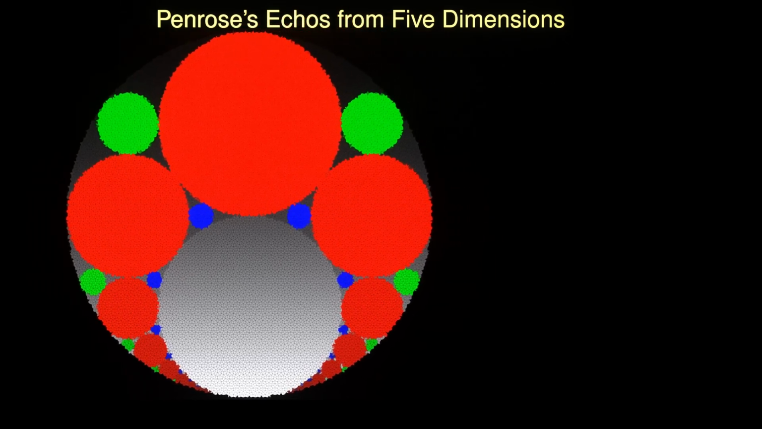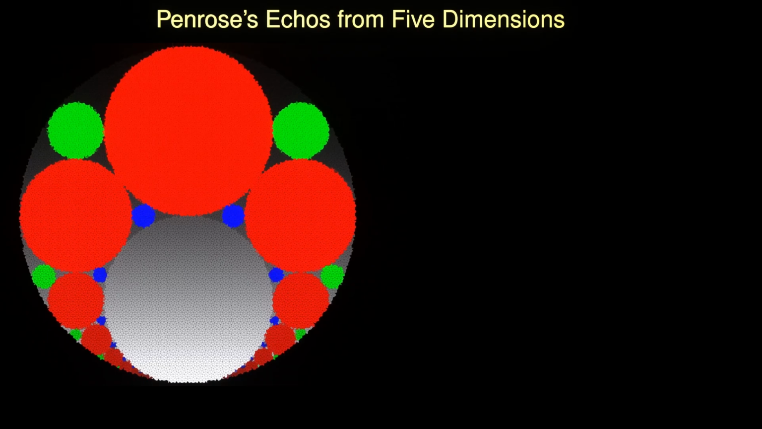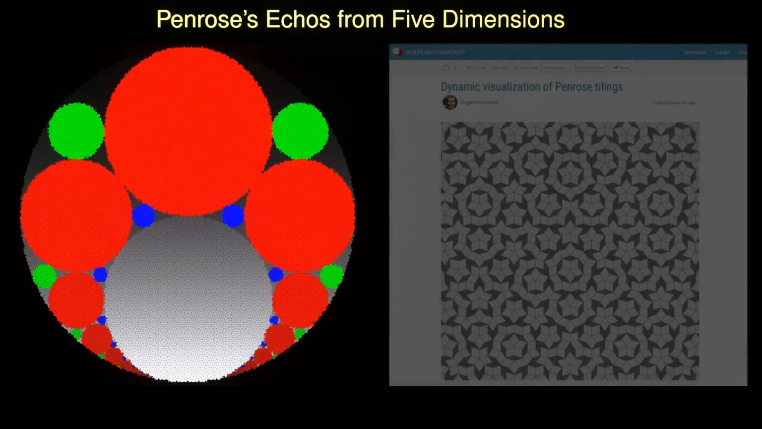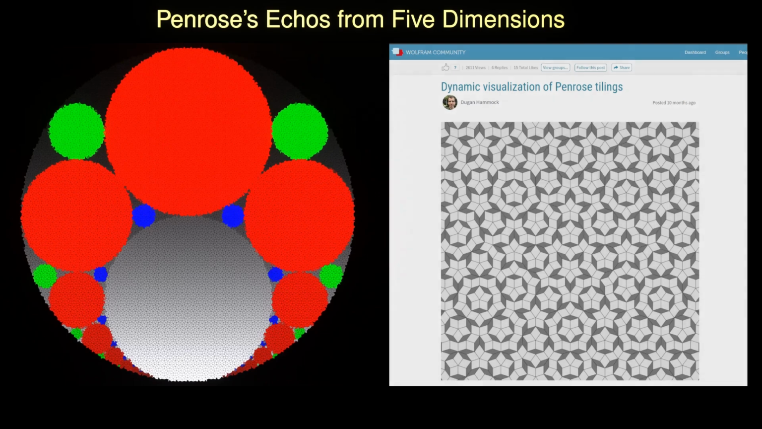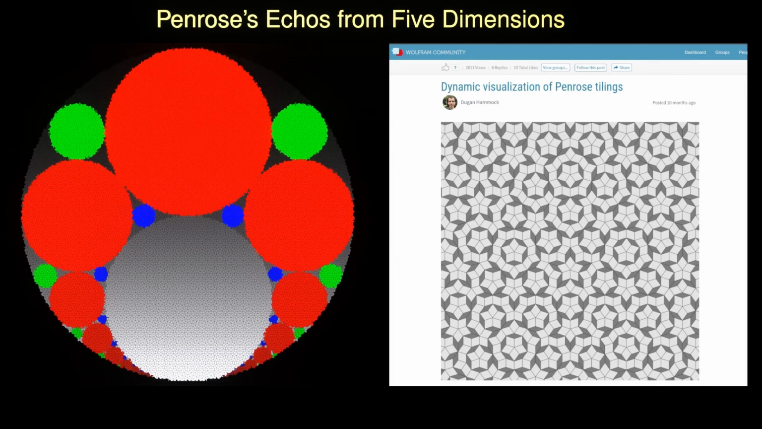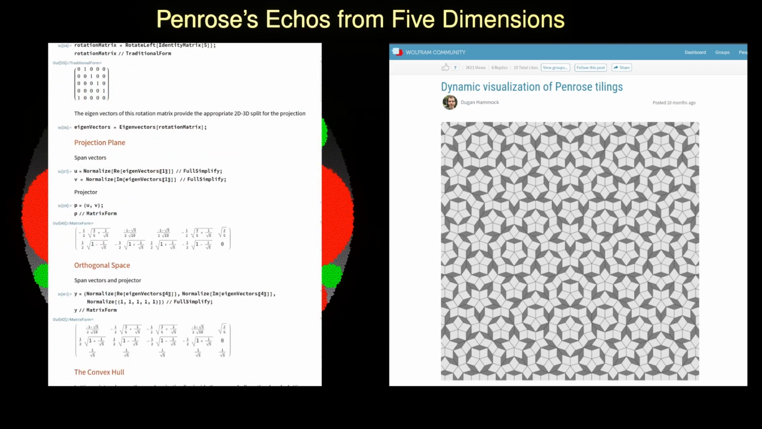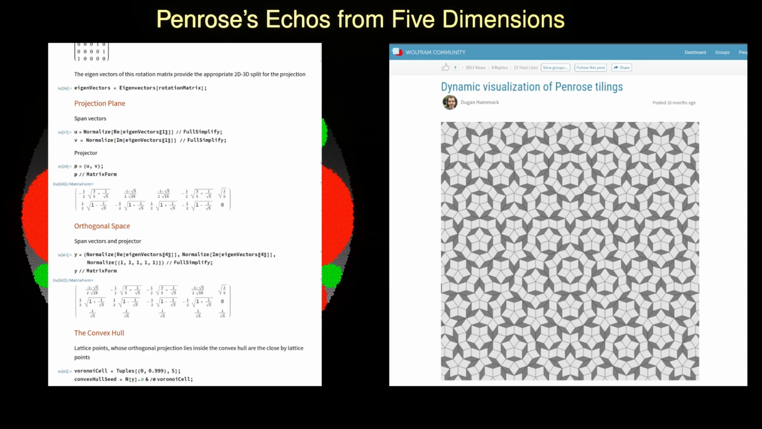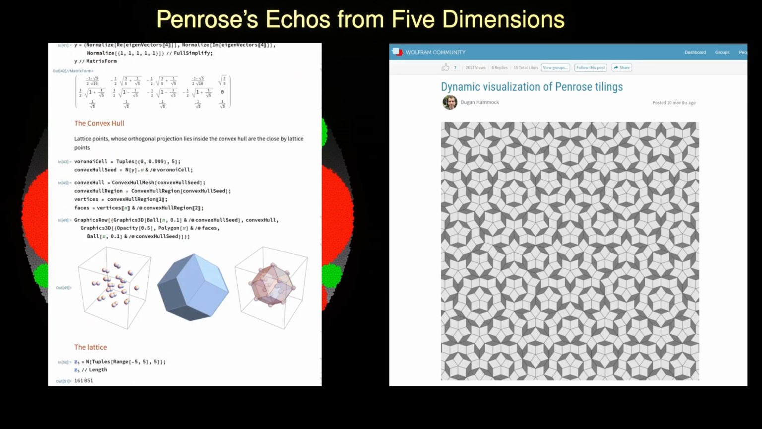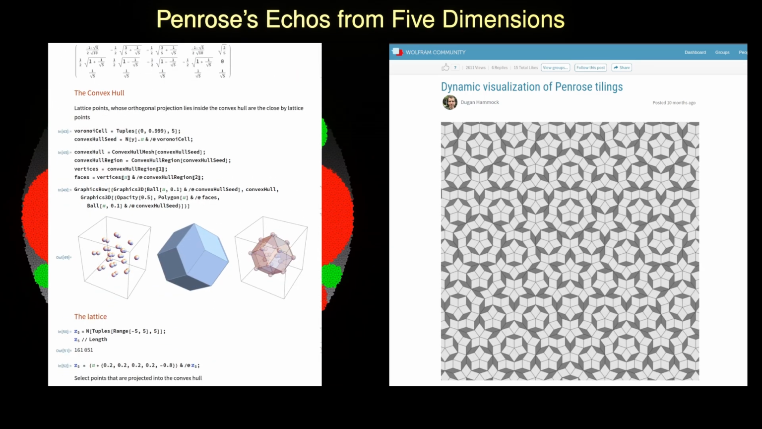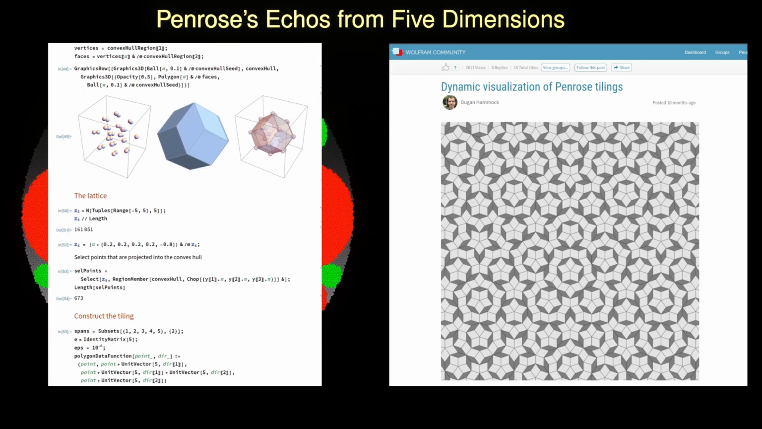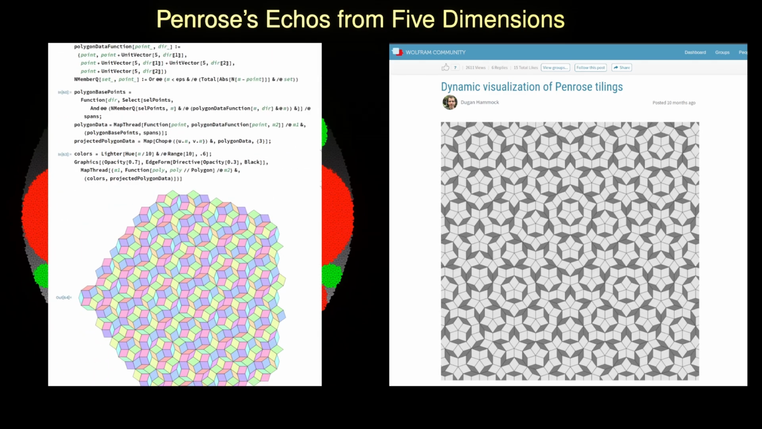I first witnessed such a construction on a Mathematica notebook crafted by Dugan Hammock. The projection of such a Penrose tiling involves a lot of elegant mathematics. There are eigenvectors of five-dimensional rotations computed, projections performed, and a convex hull constructed. All these elements conspire magically to eventually create the celebrated Penrose tiling.